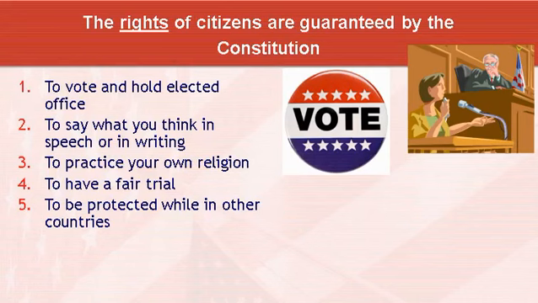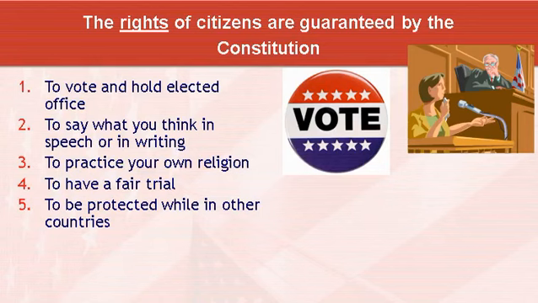So where do our rights come from? Our rights come from the Constitution. The Constitution lays out rights that we have as people living in the United States. Some of the main ones are to vote and hold elected office. That means that we get to pick the people that are in charge, and if we decide that we want to be one of those people in charge, we can run for office and try to get power by getting people to vote for us.